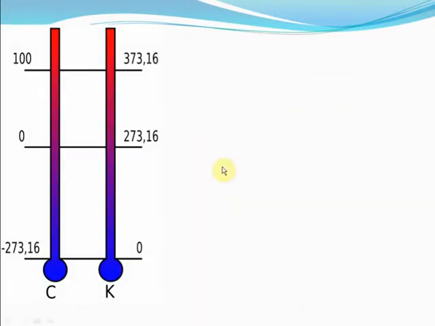Yet another fascinating thing that you must remember is the conversion between degree Celsius and Kelvin. You see, at 0 Kelvin, the temperature in degree Celsius is minus 273.16 degrees Celsius. At 273.16 Kelvin, the temperature is 0 degrees Celsius, and at 373.16 Kelvin, the temperature is 100 degrees Celsius.